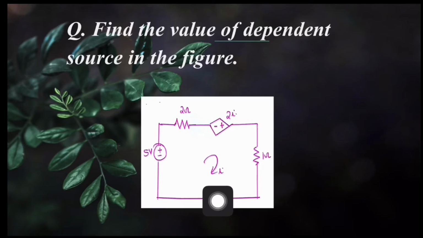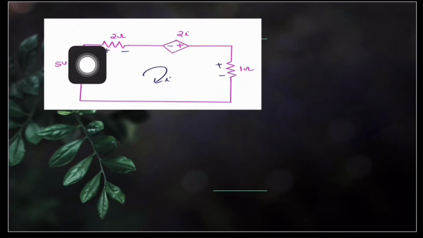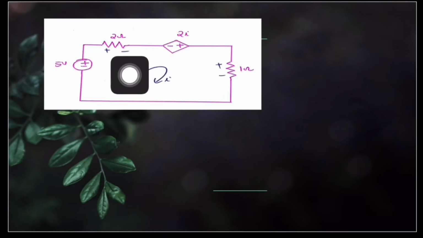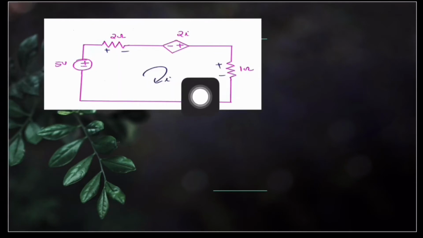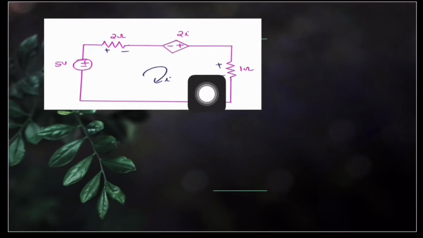So next we are going to mark polarities of voltage drop across each resistor. The current entering the terminal of a resistor should be marked as positive polarity of the voltage developed by that current. Here you can see this current I enters 2 ohm at this point. So we mark it as positive and this as negative. Current I enters 1 ohm at this point. So we mark it as positive and the other terminal as negative.